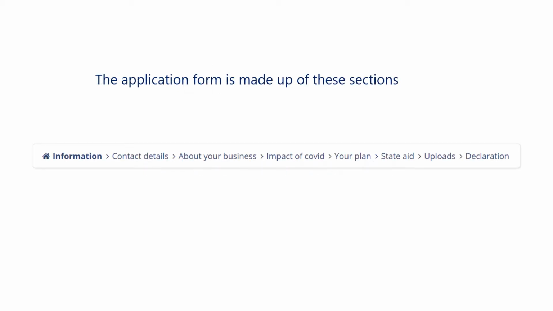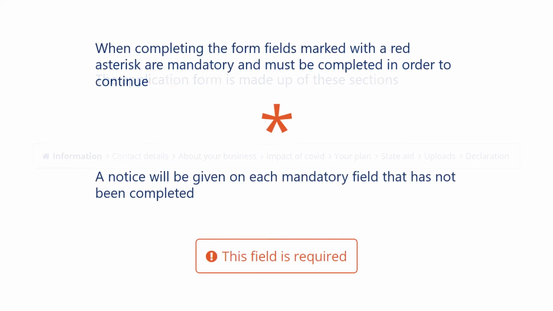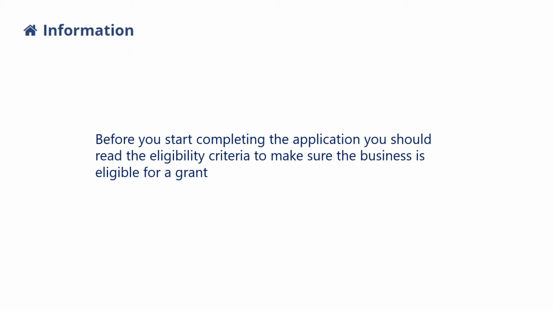The application form is made up of these sections: information, contact details, about your business, impact of COVID, your plan, state aid, uploads and declaration. When completing the form, fields marked with a red asterisk are mandatory, and must be completed in order to continue. A notice will be given on each mandatory field that has not been completed. Before you start completing the application, you should read the eligibility criteria, to make sure the business is eligible for a grant.